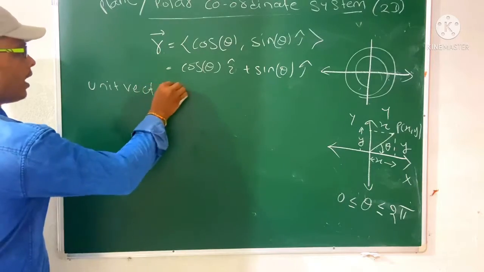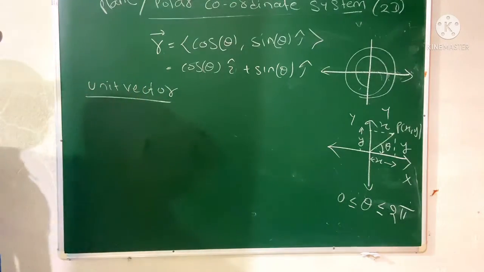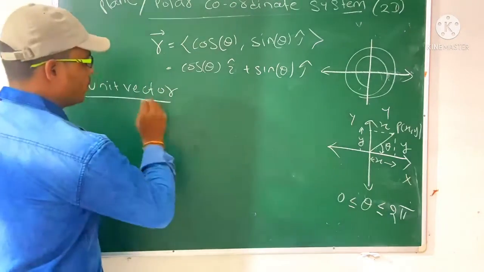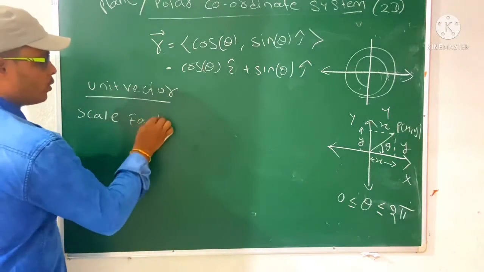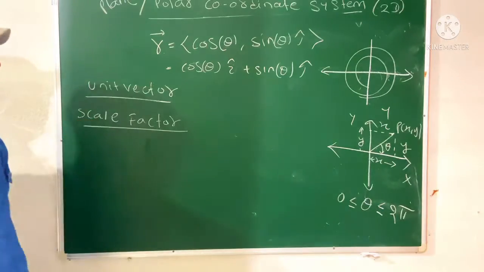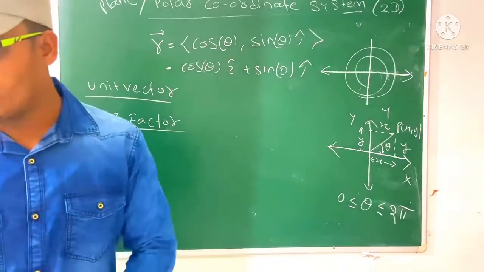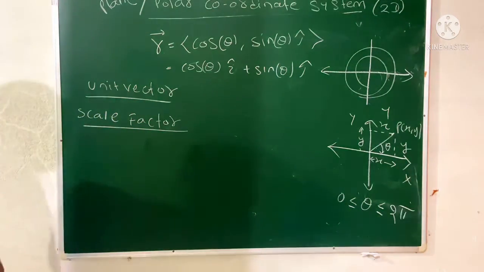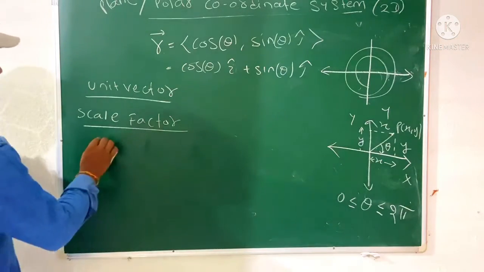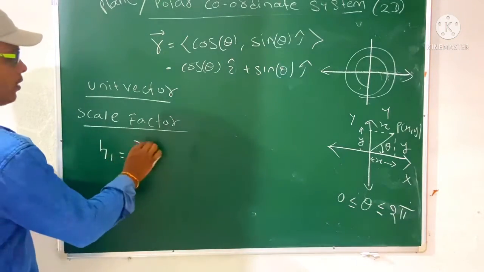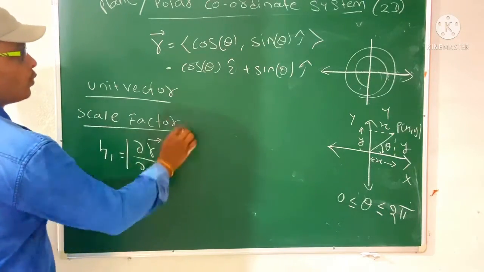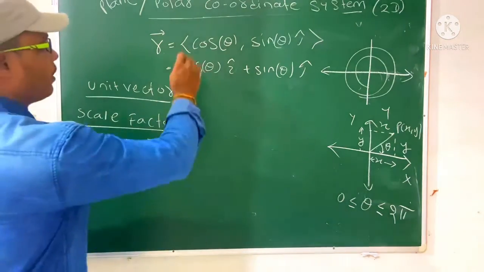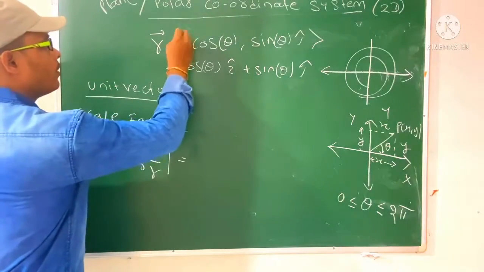And to know this unit vector, first of all we need the scale factor. So what is the scale factor? The scale factor is nothing but h1, that is the magnitude of del r divided by del r. So we have the r vector. Again, I forgot to write the r here.